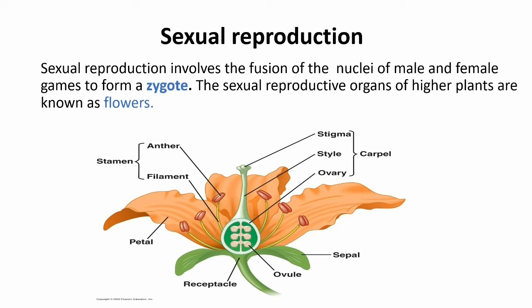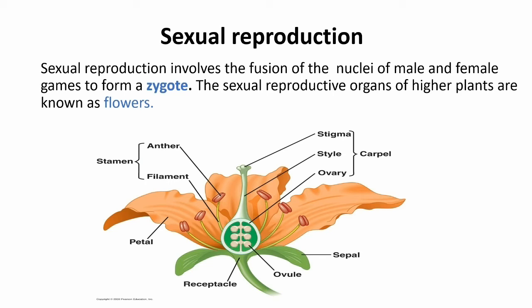The sexual reproductive organs of higher plants are known as flowers. So it is the flower of the plant that enables the plant to undergo sexual reproduction, because flowers come with various structures which include the male structures and the female structure. There we have the anther and the filament forming the male structure. Then we have the stigma, the style, and the ovary, which we call the carpel, which forms the female structure.